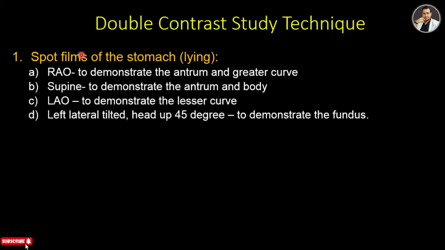So the films are spot films of the stomach at the right anterior oblique, supine, left anterior oblique, and left lateral, that is tilted head up 45 degrees. That means the table will be tilted and the head side of the table will be up 45 degrees so that the fundus is visible.